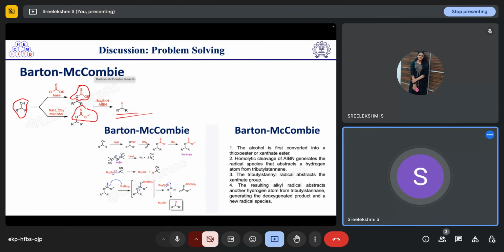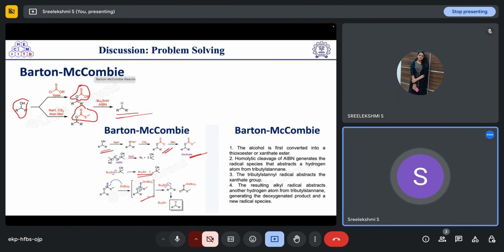So what is happening first is that this alcohol will be converted into the corresponding xanthate ester by abstracting this proton and then treating with CS2, then treating with this methyl iodide, this will form this xanthate. At the same time, this AIBN upon heating will form this radical, which will combine with this tributyltin hydride to form this free tributyltin radical, which will add upon this sulfur, and we will be getting this radical.